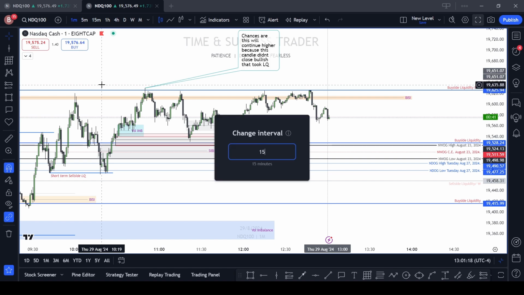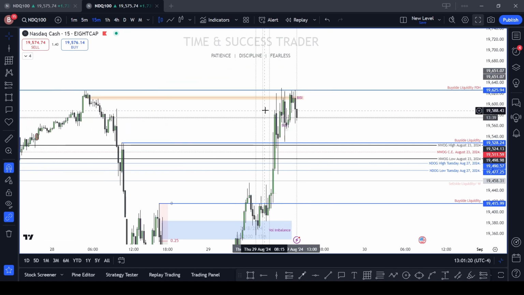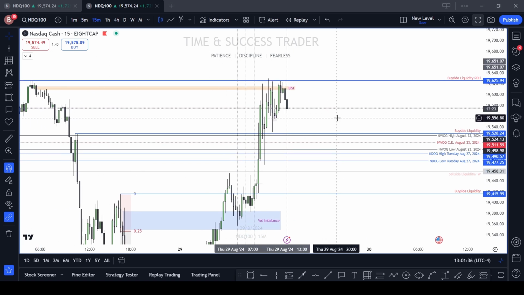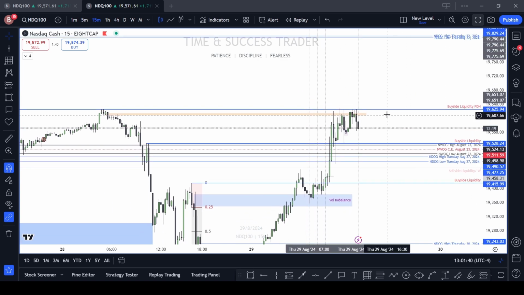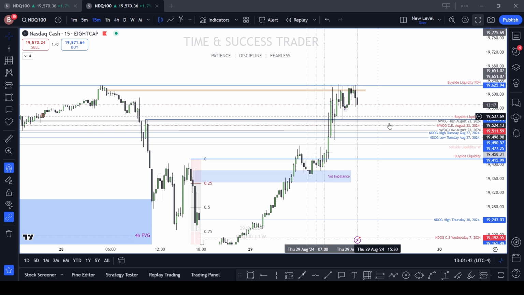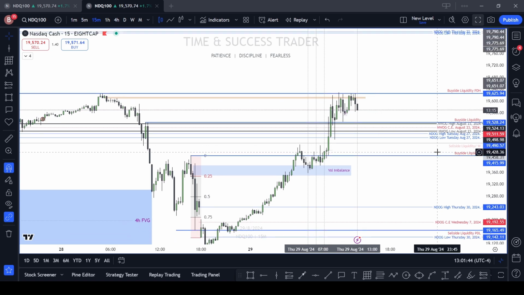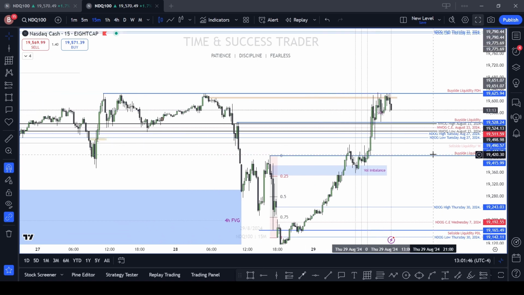All right, we are back as promised. It's now 1 minute past 1. All right, this is our 15-minute time frame. We traded up into previous day high, and we are getting some amount of rejection.